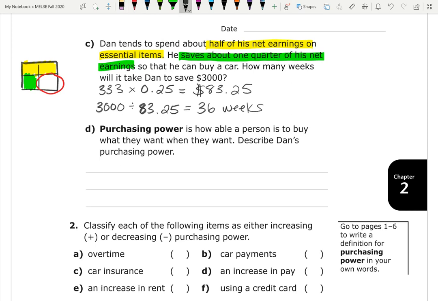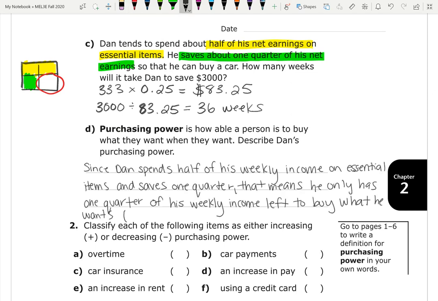So I'm going to write this all out. So how much is that going to be? Well, it's already here for you. So 1/4 of his weekly income. So I'm just going to rewrite that down here. So his weekly income, I'm going to multiply by 1/4. So that means that he has $83.25 to spend on anything that he desires.